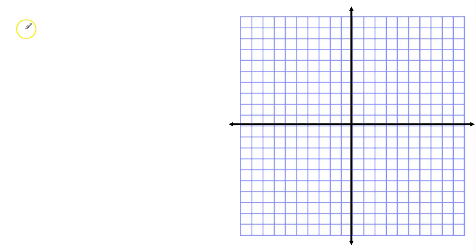So let's try another one. Let's put the two of those together. Let's put a horizontal and a vertical shift in one. So I got f(x) equals the absolute value of x. And let's say g(x) is equal to the absolute value of (x minus 1), minus 2 on the outside.